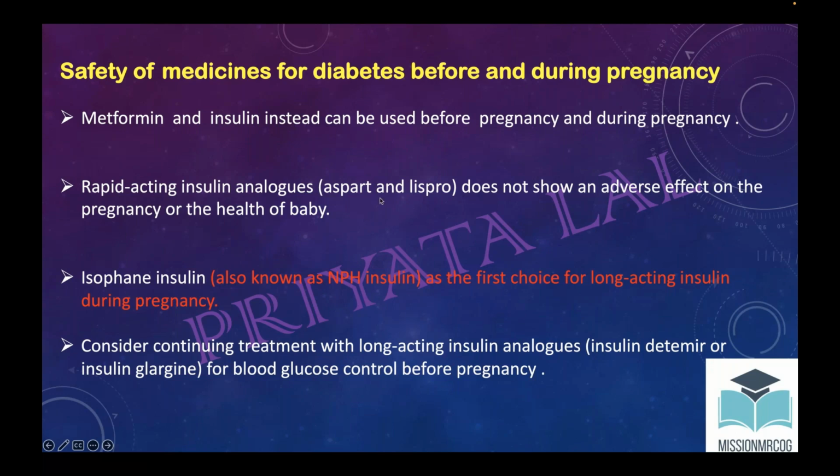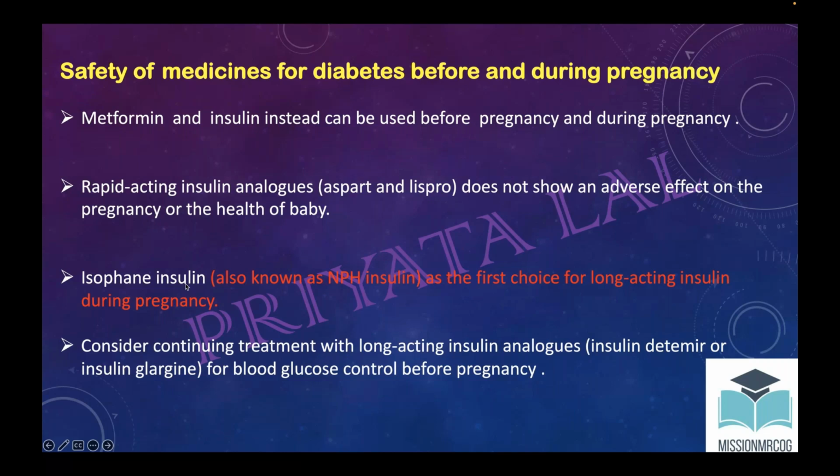So what they say is that rapid acting, that means short acting, insulin aspart and lispro have no effect on the health of mother and baby, so they can be used. Isophane insulin, NPH insulin, is the first choice in pregnancy. Though they say long acting here, actually it is intermediate acting insulin. So isophane or NPH insulin is the drug of choice in pregnancy.